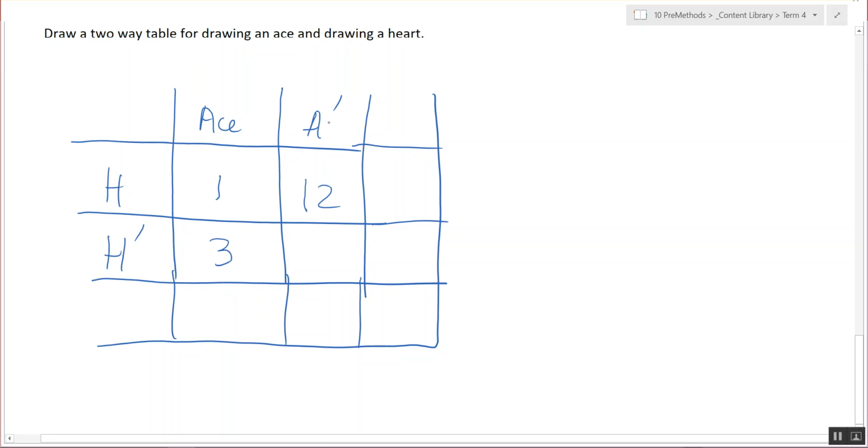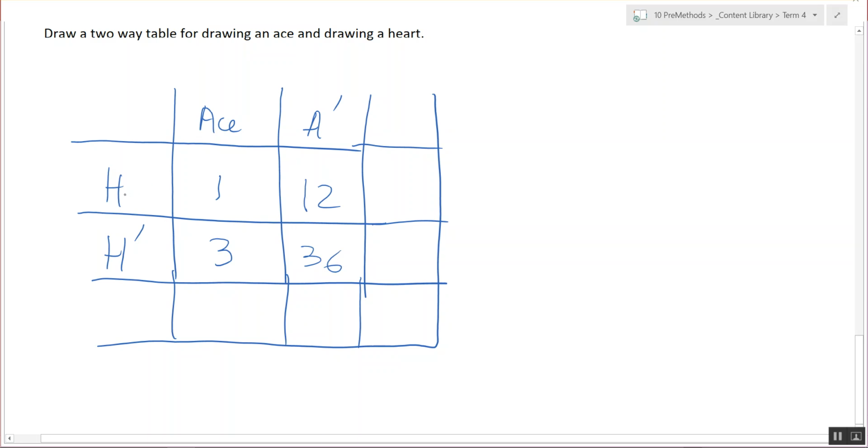So there's 52 minus 4 is 48. But one of those was a heart. So then we take another 12 cards. Yep. So that's 36. Does that make sense? 100%.